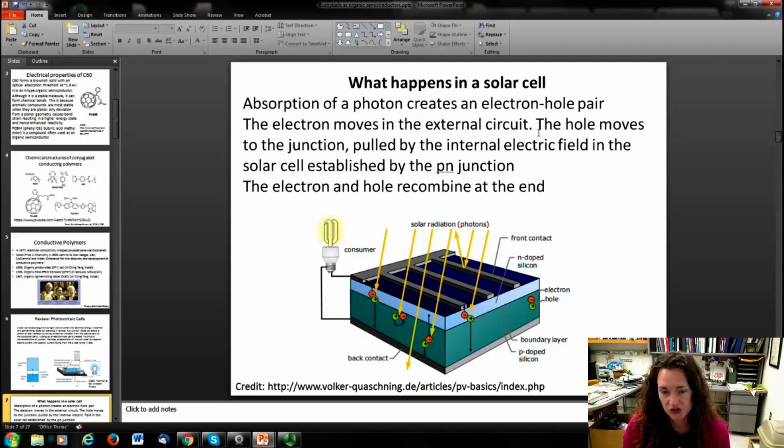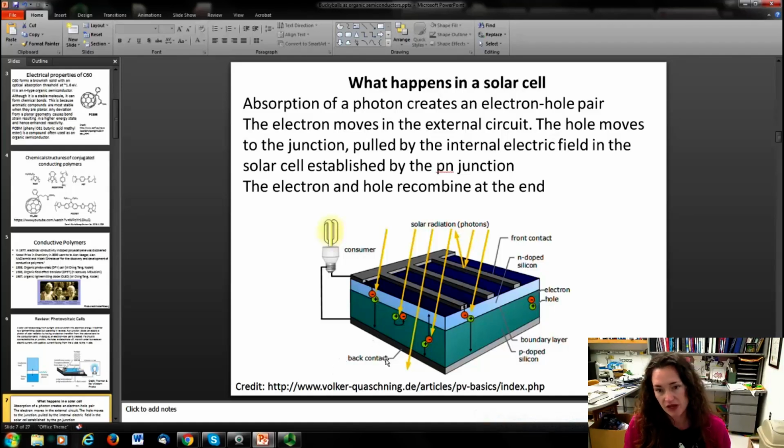It's going to be pulled to the cathode or the anode, depending on whether it's an electron or a hole. And the hole moves to the junction, pulled in by the internal electric field in the solar cell established by the p-n junction. So if it's on the opposite side, for example, then it gets pulled towards the junction and then pulled into the other side of the sandwich and then moved to the back contact.